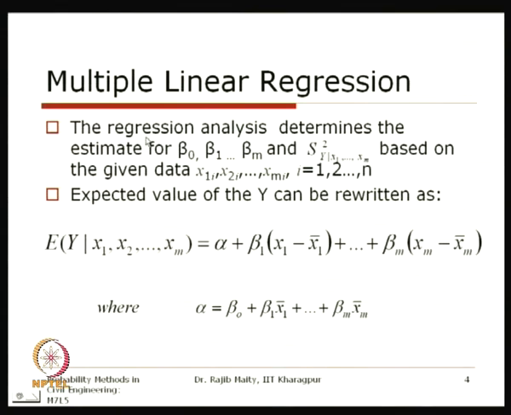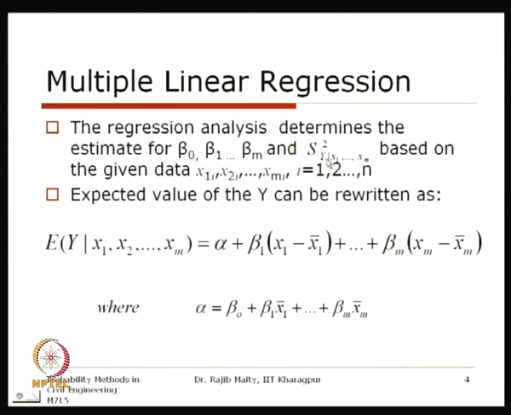Thus, this regression analysis determines the estimates for beta naught, beta 1 up to beta m, and s_y squared, that is the variance of y given x1, x2 up to xm, based on the given data x1i, x2i up to xmi, where i varies from 1, 2, 3 up to n. The subscript i basically represents the number of data points available to us, and this m represents how many inputs we have.